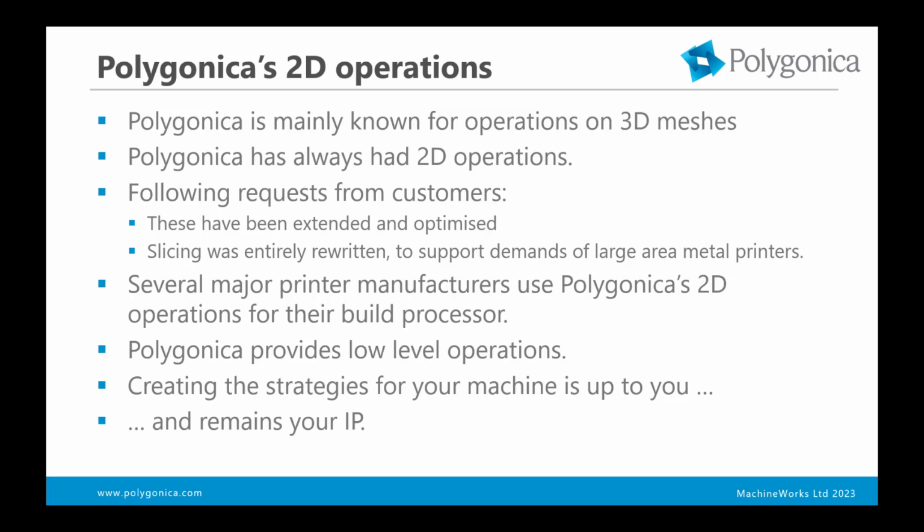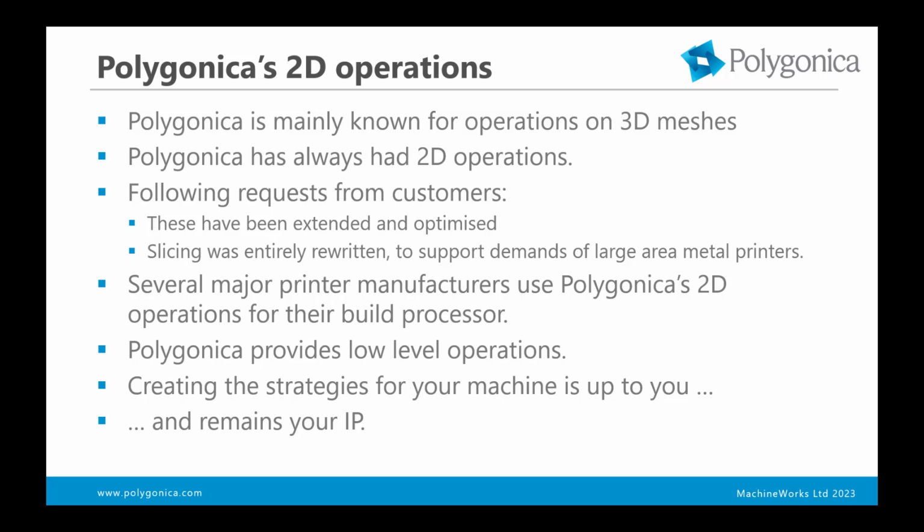So we're happy to say now that several major printer manufacturers, as well as using Polygonica for 3D, also use Polygonica for 2D in their build processes, and that includes polymer printers and metal printers.